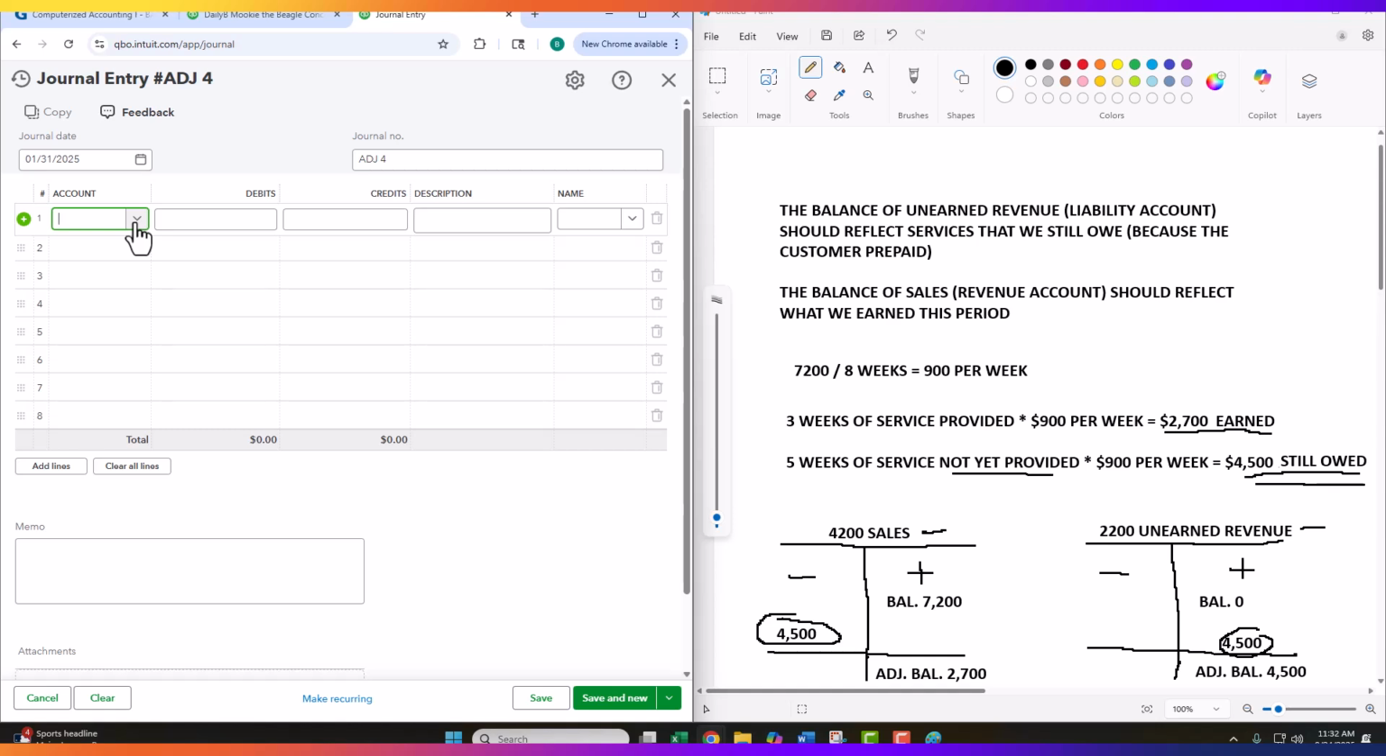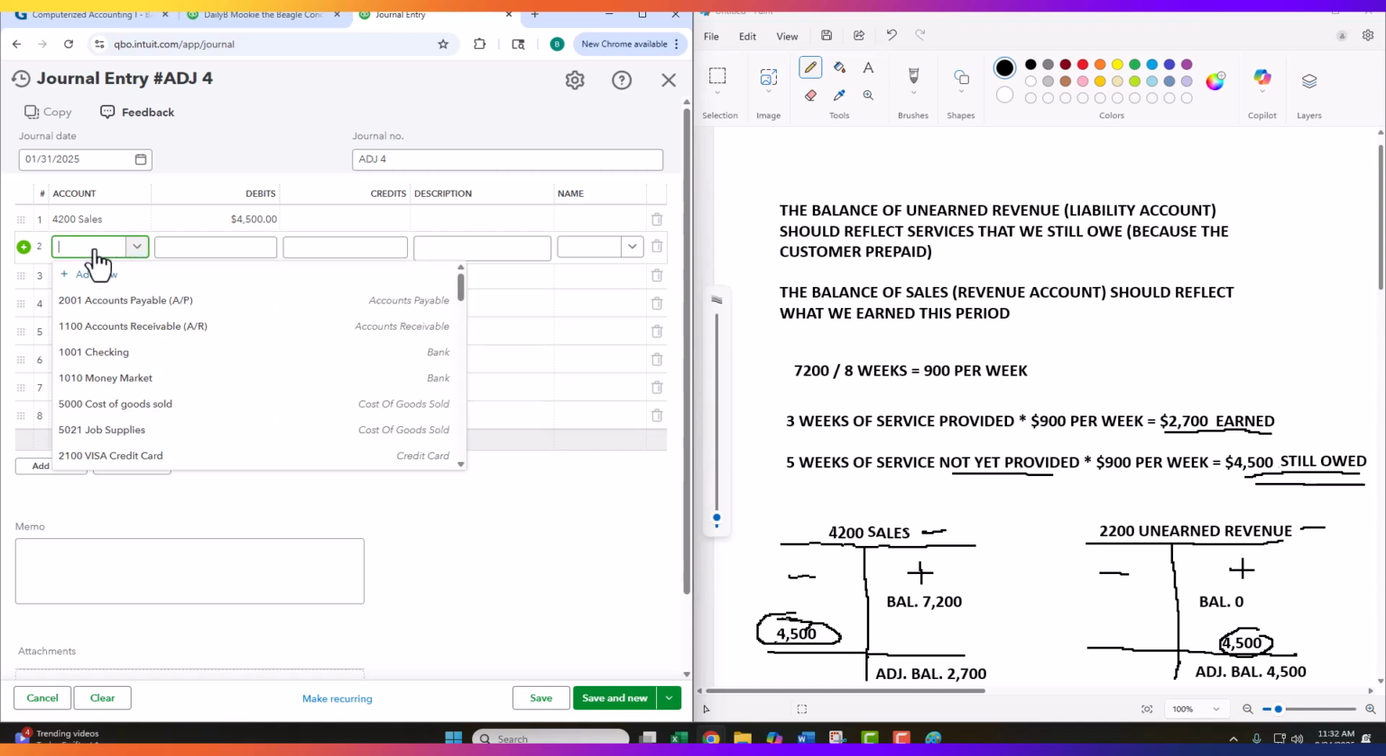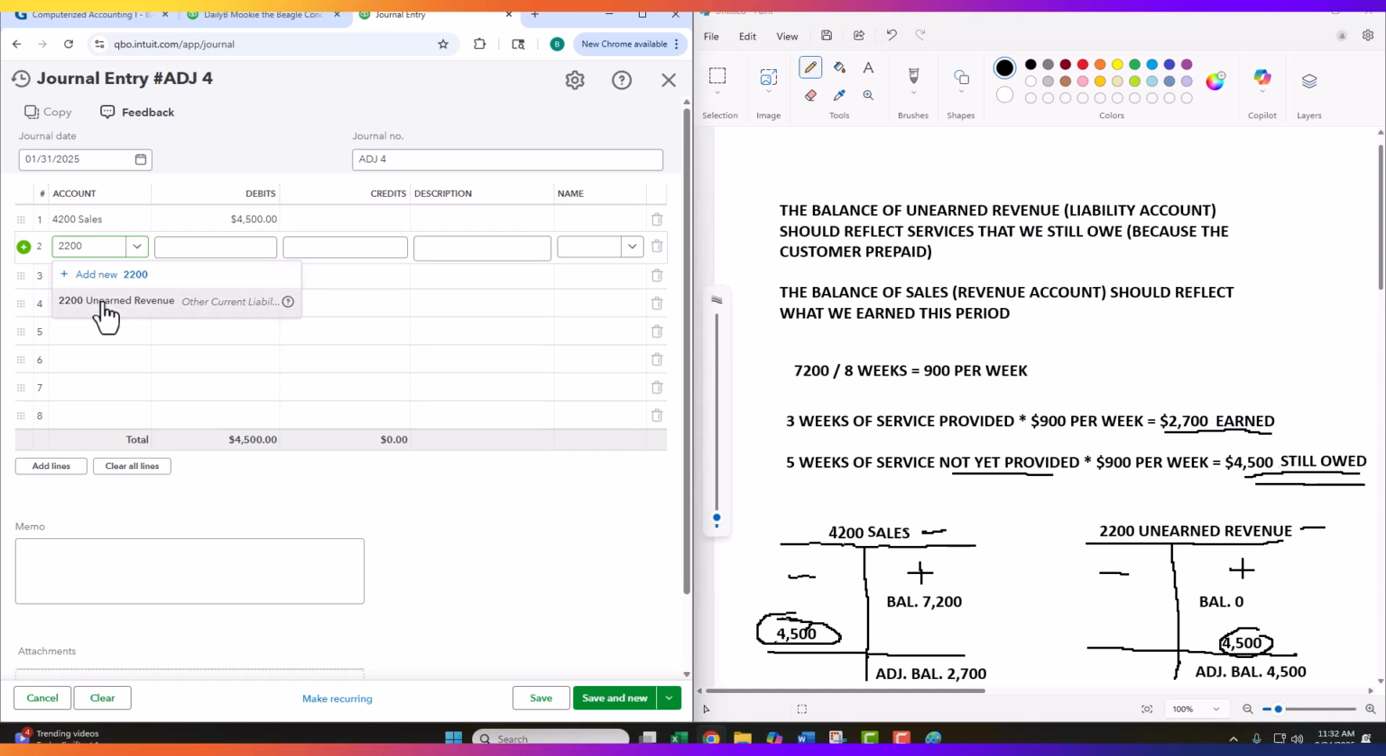So I'm going to list the debit account first, so it's 4,200 and then find it, and per the T account that was a debit of 4,500. And then our credit account was that unearned revenue as an account number of 2,200. Found it, and the credit is the same amount. So I can save and new.